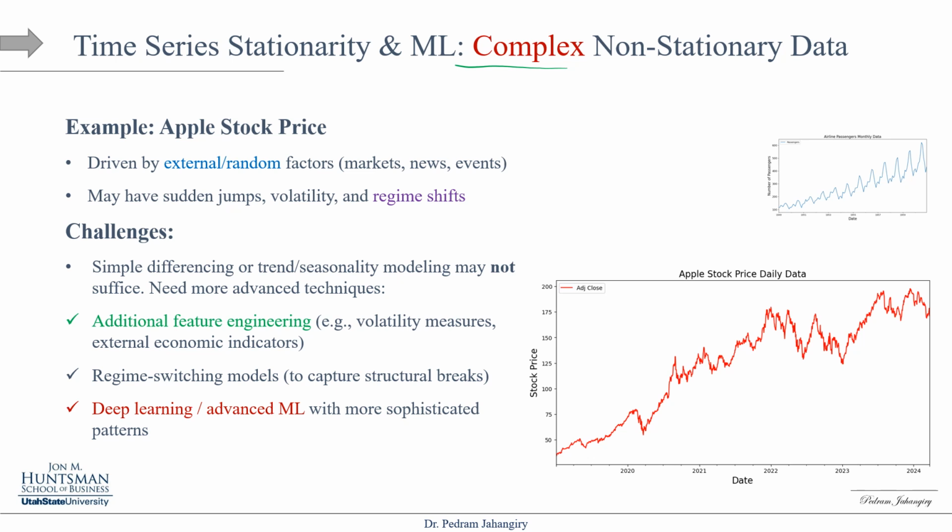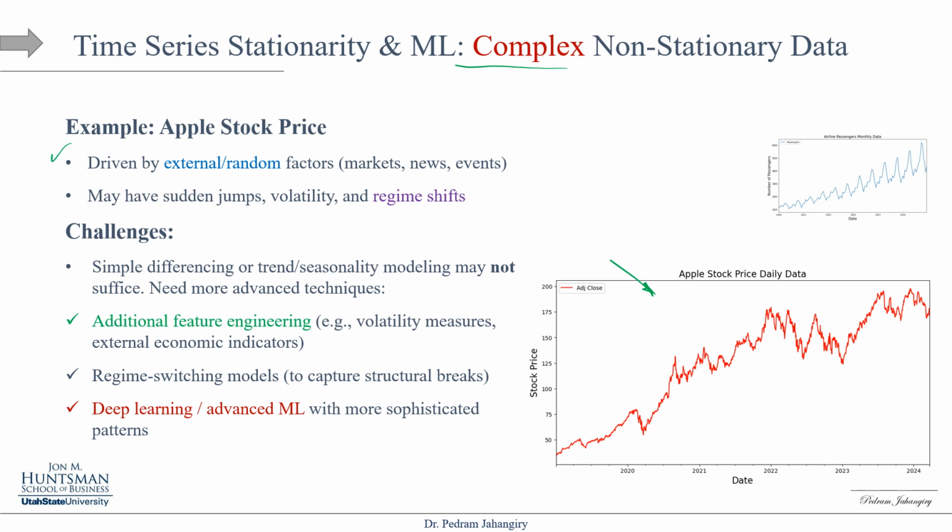The example is any kind of financial stock price, right? So Apple stock price, this is the Apple stock price. Obviously, it's not stationary simply because it's driven by external or random factors, right? And as you can see, the average is not constant, the variance is changing, and so on. So this sequence of data fundamentally has some randomness in it, and that's because of the market structure, news, events. These are some random events that we basically cannot predict, right?